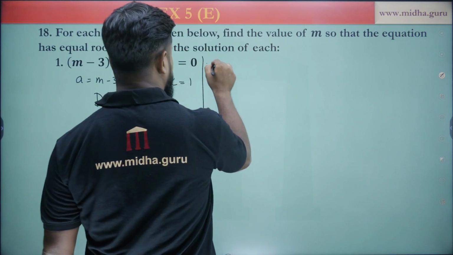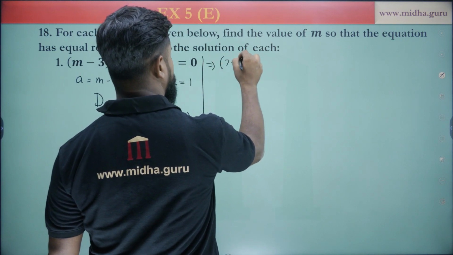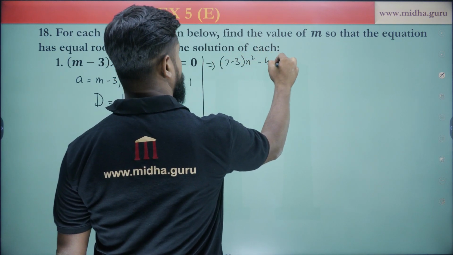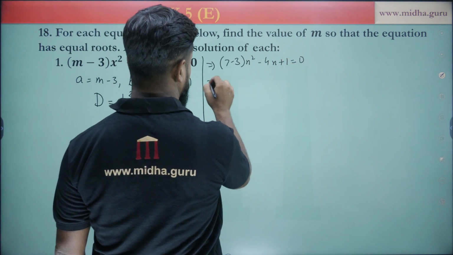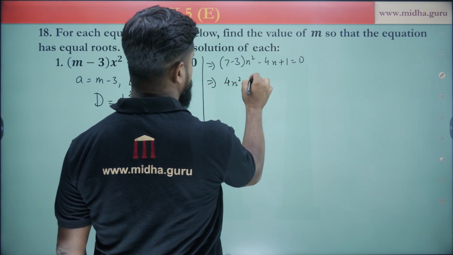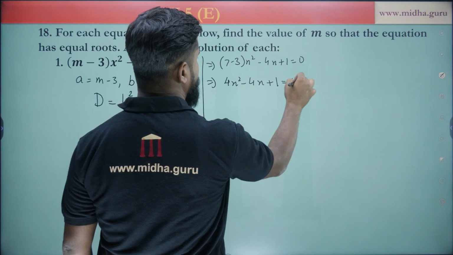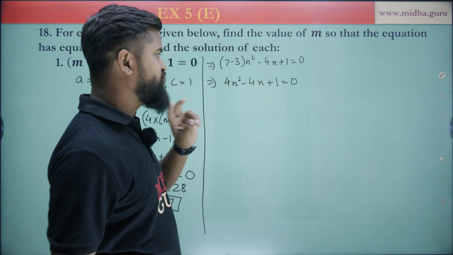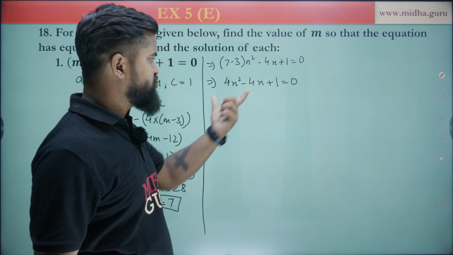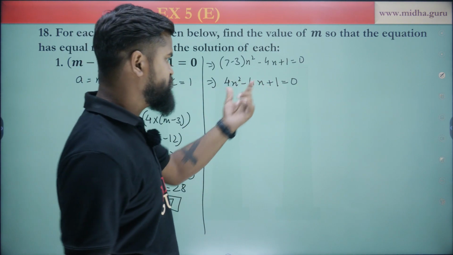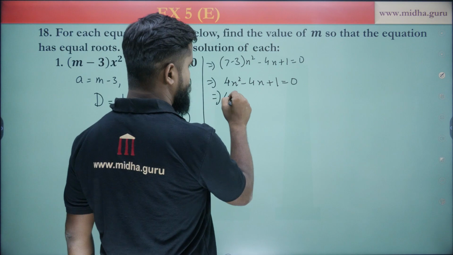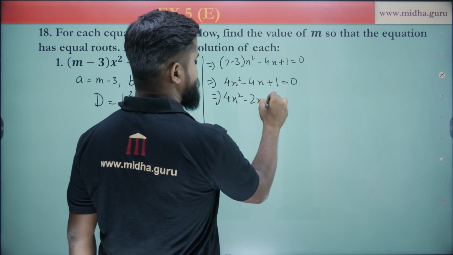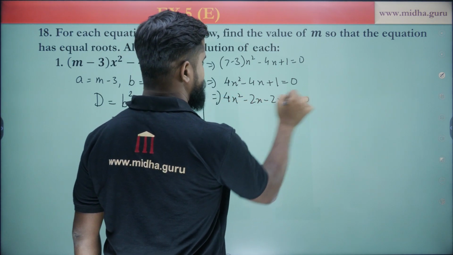So you substitute the value of m into the equation, we get (7 minus 3)x squared minus 4x plus 1 is equal to 0. So we have 4x squared minus 4x plus 1 is equal to 0. Now we must divide or separate this minus 4 into two coefficients such that the product should be a positive 4 and the sum should be minus 4. So we write 4x squared minus 2x minus 2x plus 1 is equal to 0.